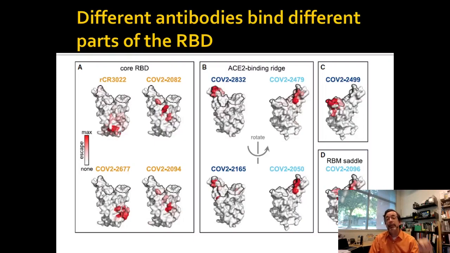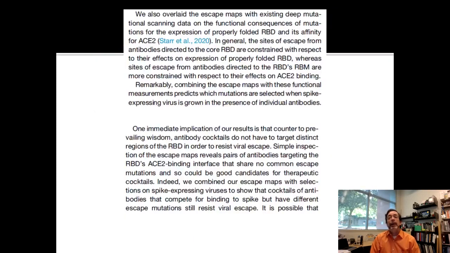Can we tilt the deck? Can we use a certain kind of antibody as therapeutic antibody that's harder for it to evolve away from? And one of the cool things about this paper, one of the reasons I like it, is I took it right here, is that remarkably, when you see the word remarkably, pay attention. Remarkably, combining the escape maps where the antibody mutates with these functional measurements predicts which mutations are selected when the spike-expressing virus is grown in the presence of individual antibodies. In other words, by knowing which antibodies the virus is growing in, we can predict where that virus is going to mutate, because it's going to mutate to get away from those particular antibodies.